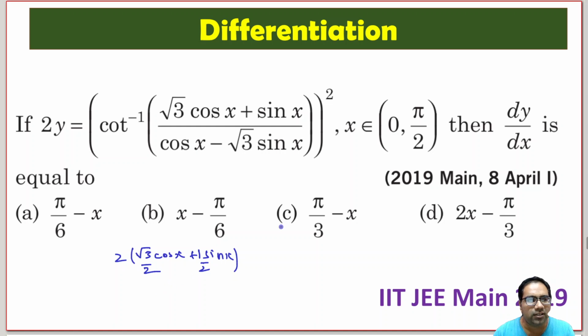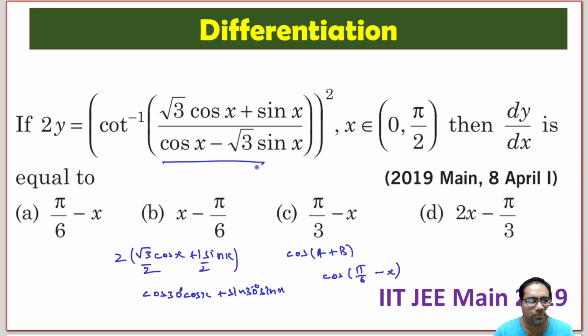And we want this in terms of cos a plus b, or cos a minus b, whatever. So what we can do, root 3 by 2 is cos 30 degrees, cos x plus sin 30 degrees, or sin pi by 6, sin x, right? So cos a cos b plus sin a sin b, that is cos a minus b, or cos of pi by 6 minus x.